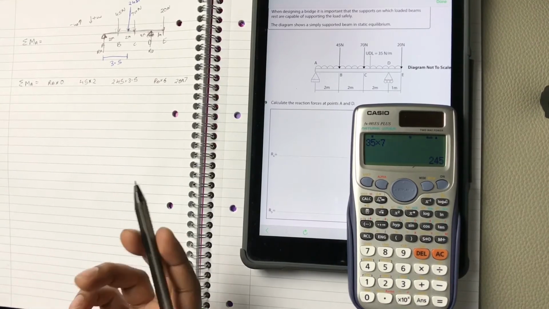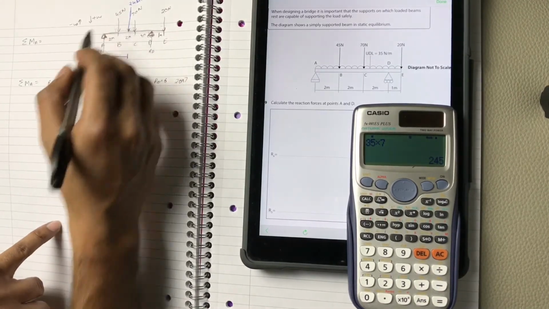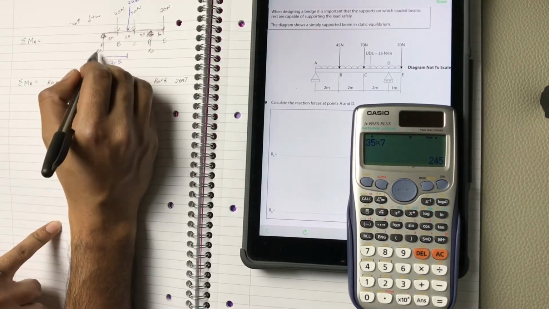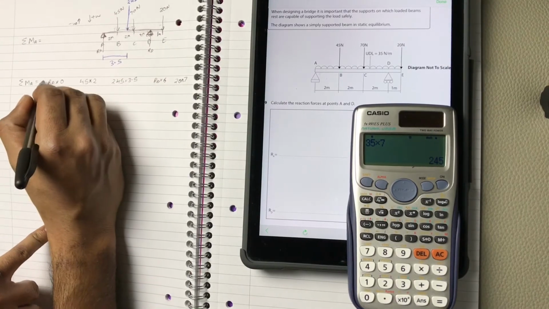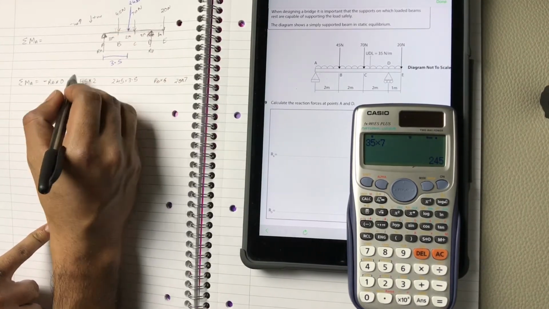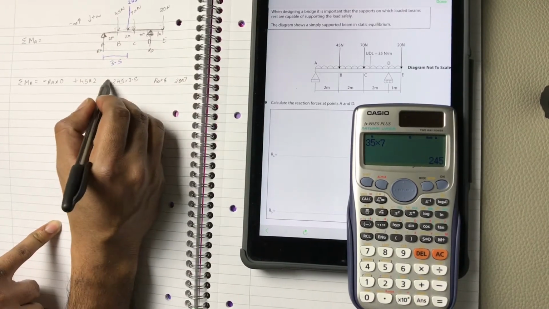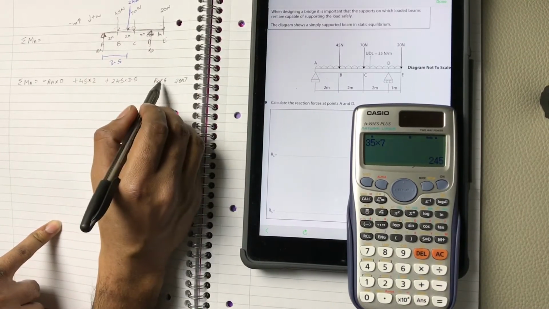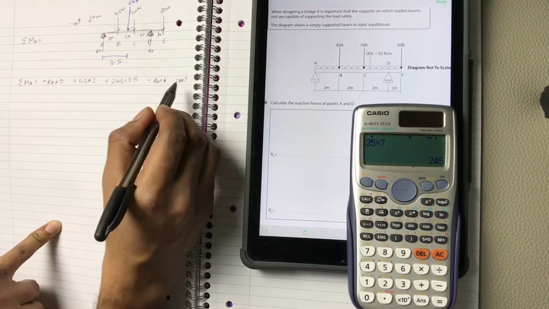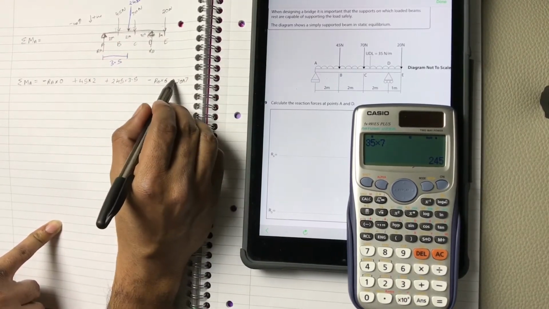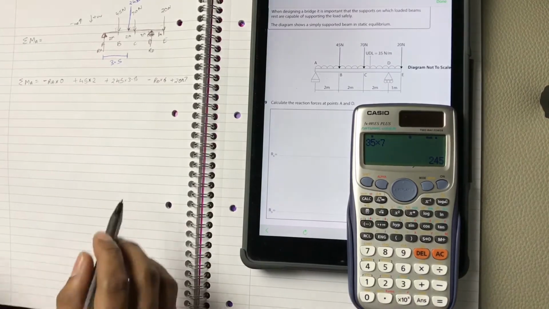Now I'm going to work out the sign convention. The first force, Ra, is going upwards, so that's going to be minus. 45 goes downwards, so it is going to be plus. 245 goes downwards, hence plus. Rd going upwards, hence minus, and 20 going downwards, hence plus again.